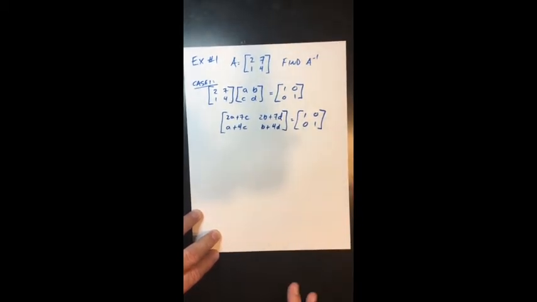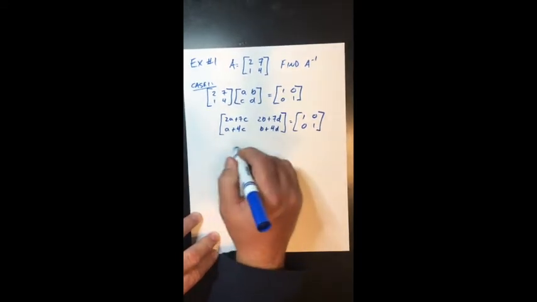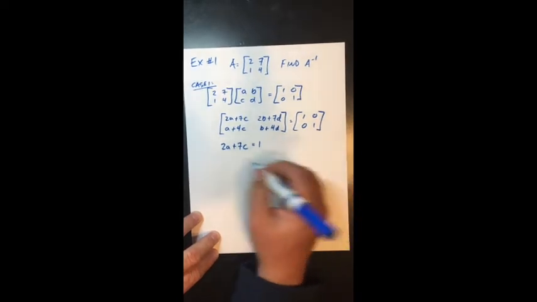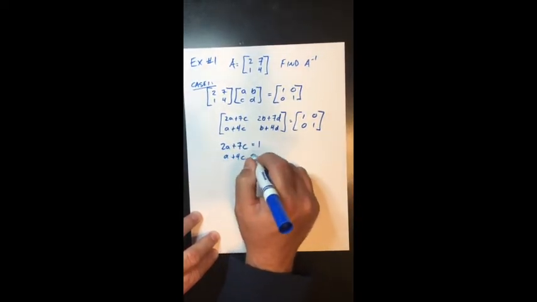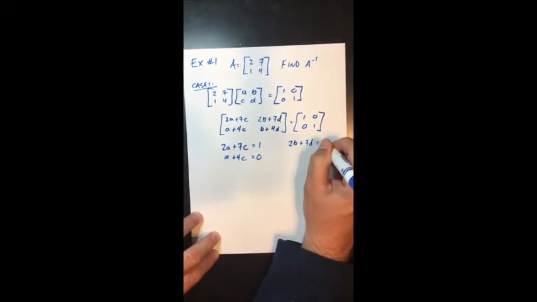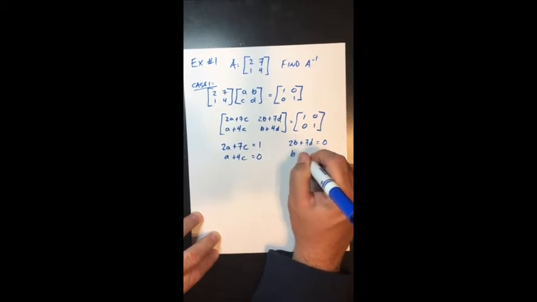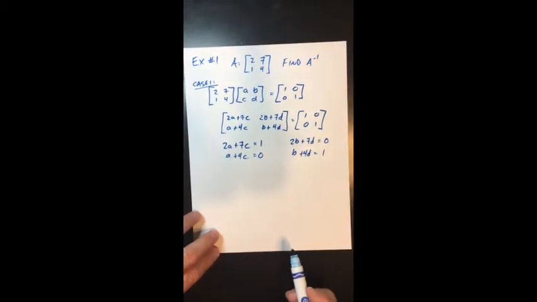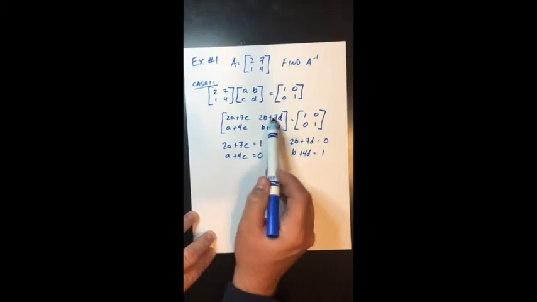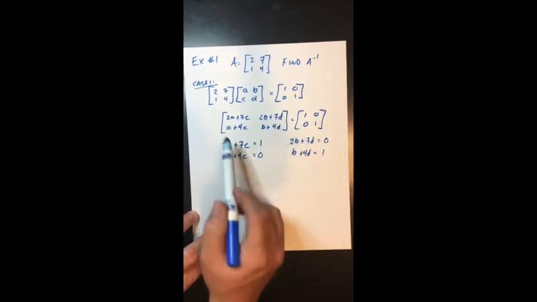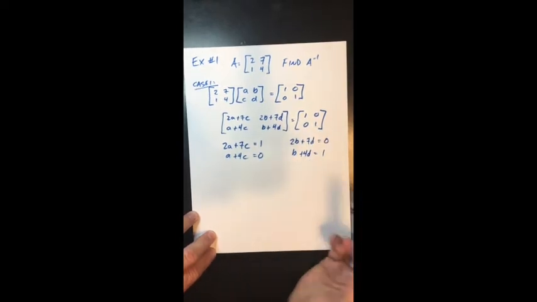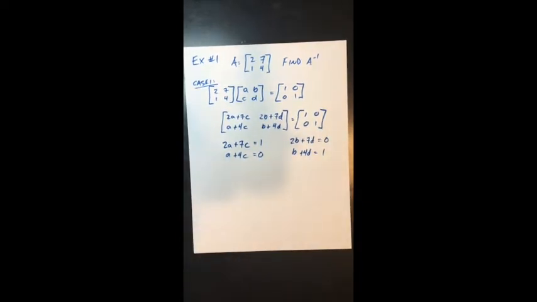What that means is we now have a couple of systems of equations. We have 2a plus 7c equals 1, and a plus 4c equals 0. And then we have 2b plus 7d equals 0, and b plus 4d equals 1. I'm pulling this from the entries: this entry is supposed to equal 1, this entry is supposed to equal 0, so that's where the top two come from. This entry is supposed to equal 0, so that's there. This entry is supposed to equal 1, so that's there. So now we have a couple of systems of equations that we can solve.